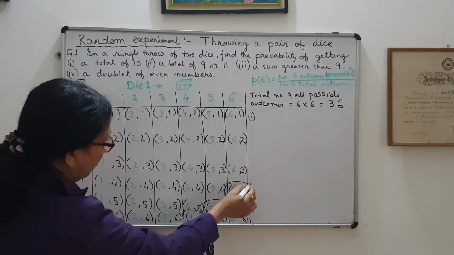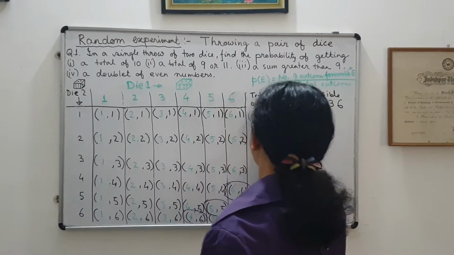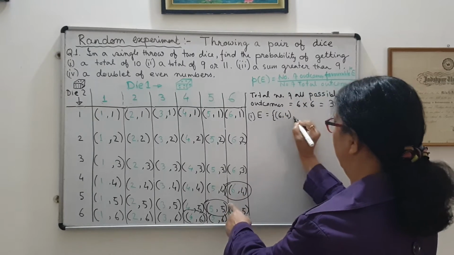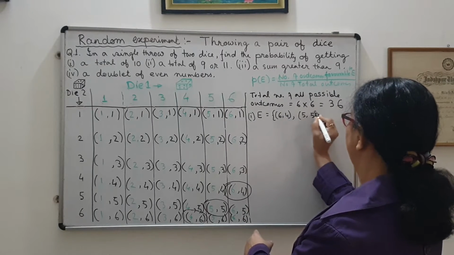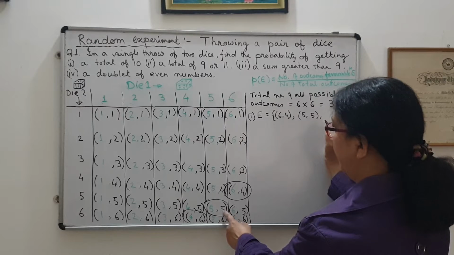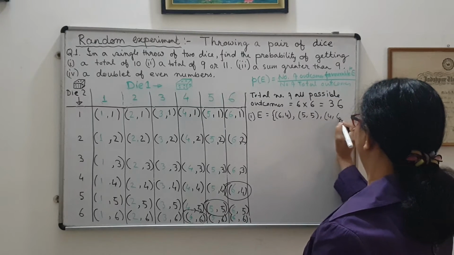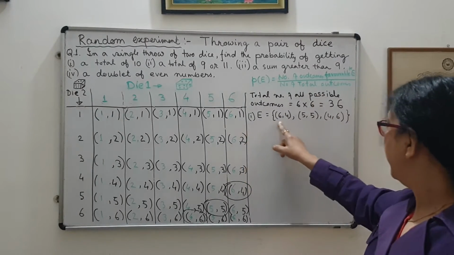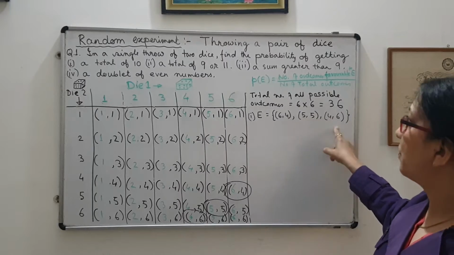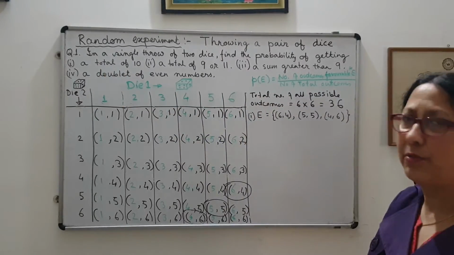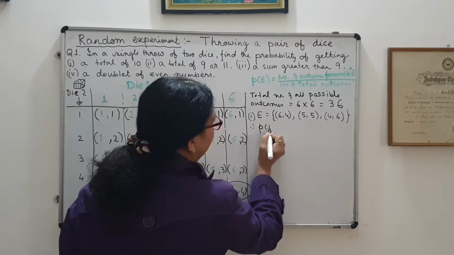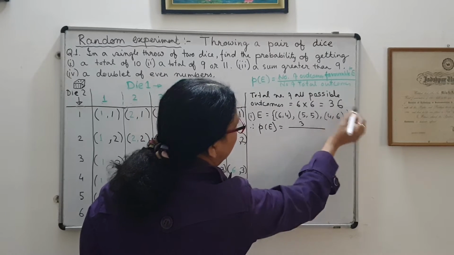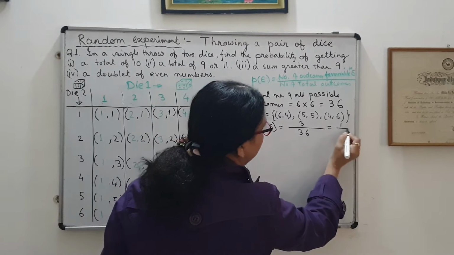So if you go through this diagonal, I can write down for the first part, E is (6, 4), then (5, 5), and then (4, 6). So this is the event. 6 plus 4 is 10, 5 plus 5 is 10, 4 plus 6 is 10. So a total of 10. Therefore the probability can be very easily found out. The probability of the event will be the number of favorable outcomes, 1, 2, 3, and the total number is 36. So the answer is 1 by 12.